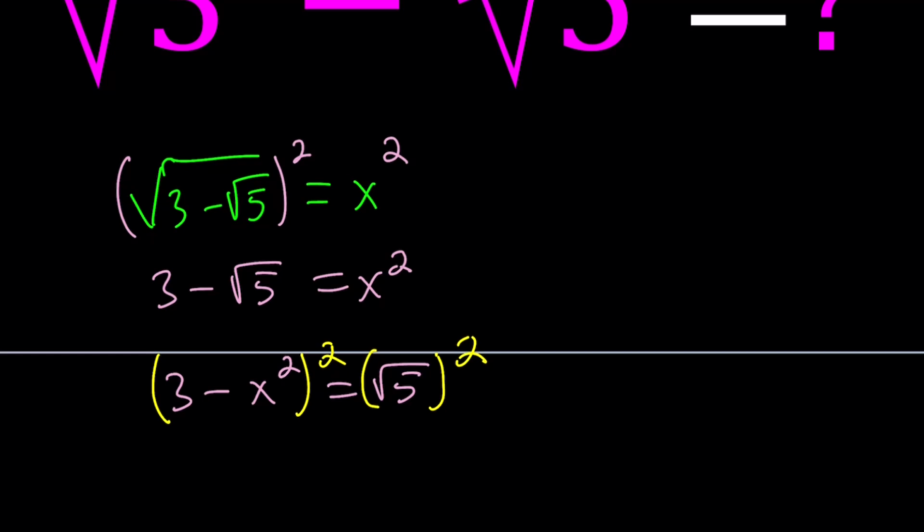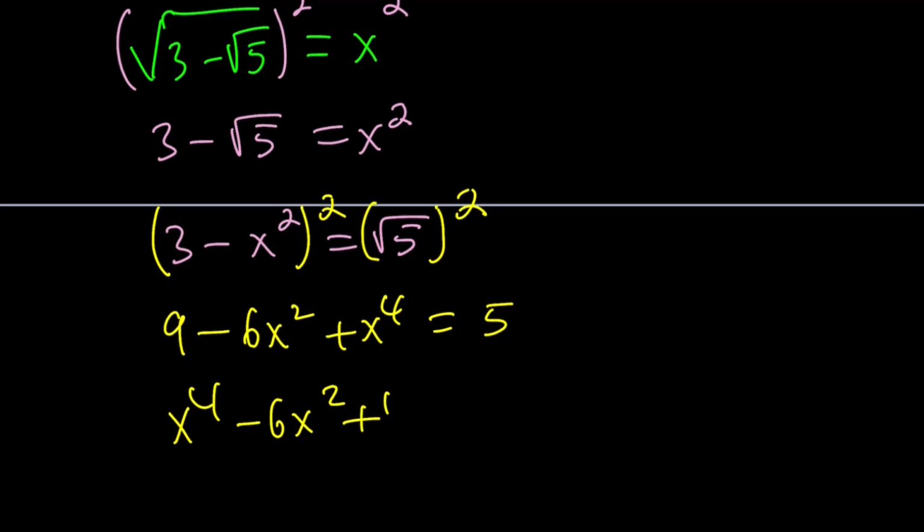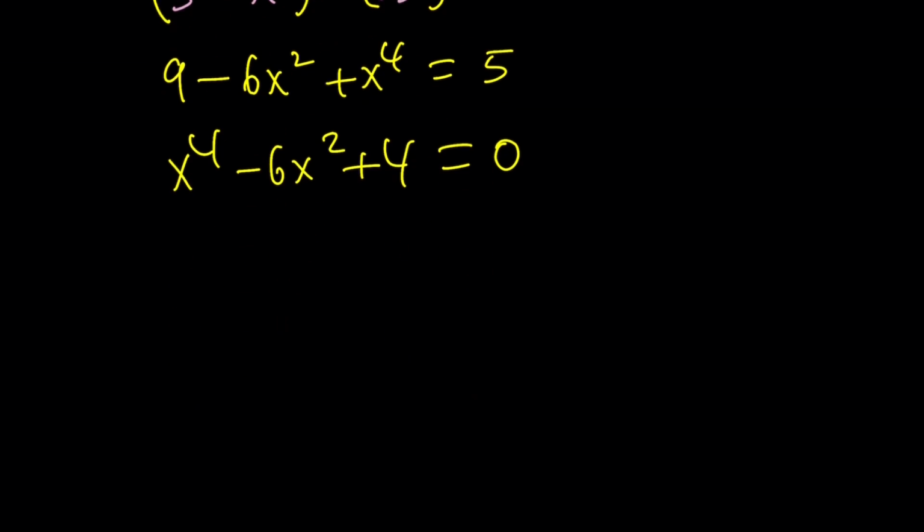So our goal is to clear all the radicals and come up with a polynomial equation. And this polynomial equation is going to have our original number as a root. So this is 9 minus 6x squared plus x to the fourth equals 5. Rearrange the terms, and you're going to get a quartic equation. But it's biquadratic, which is kind of nice.